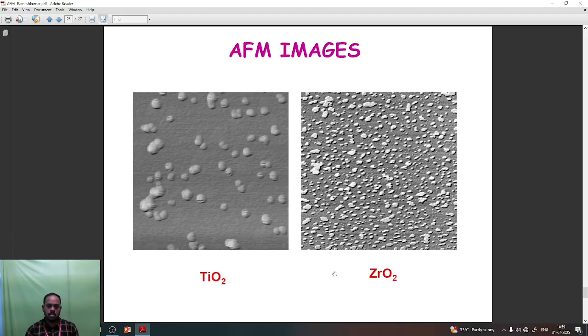With this I wind up this presentation. We will see another type of scanning probe method in the next lecture.